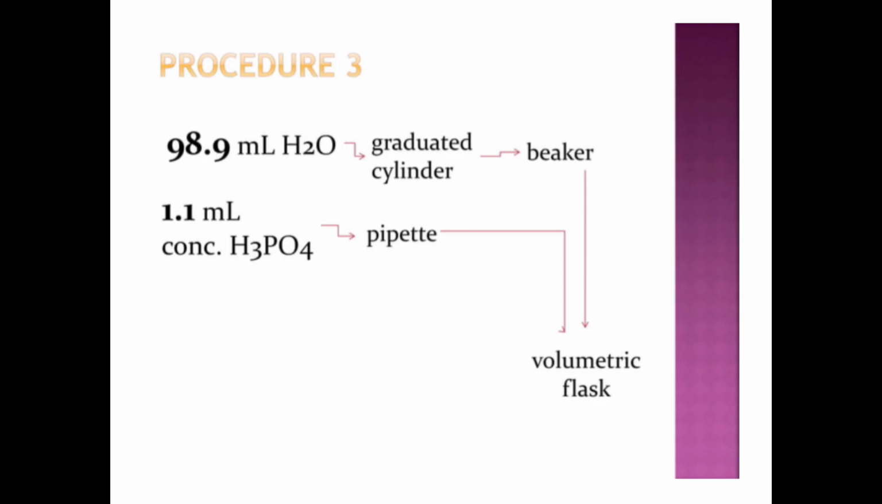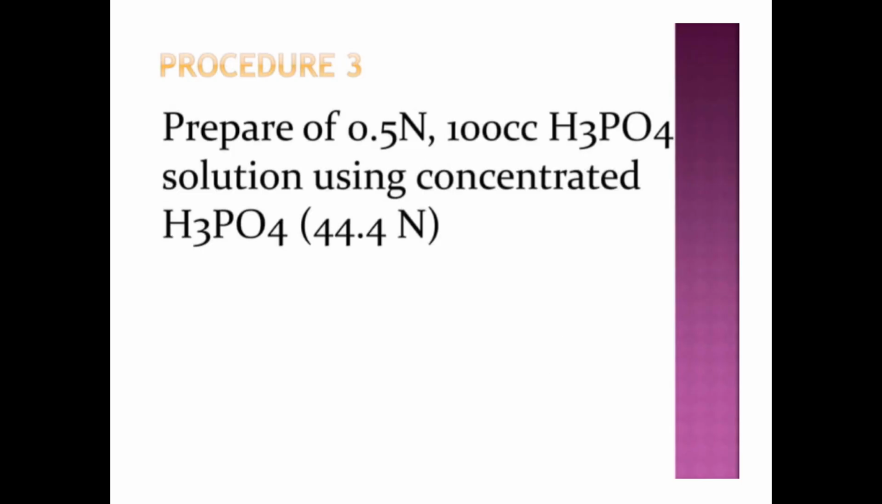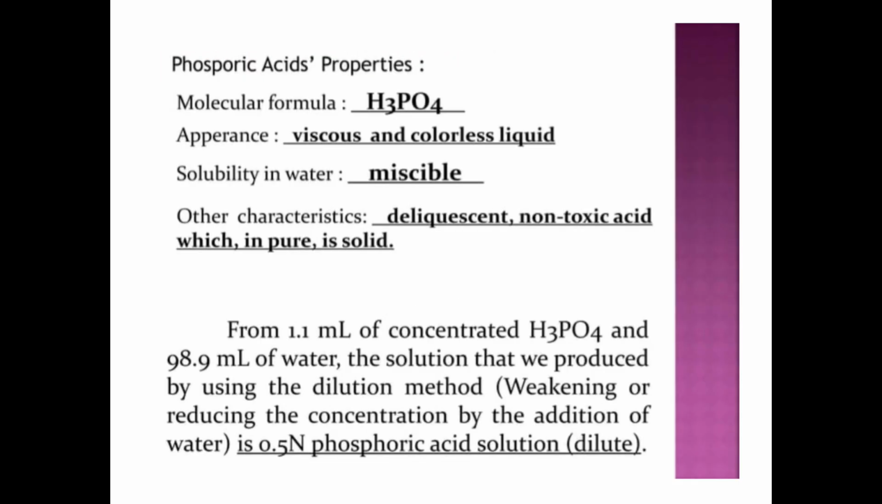Now from here, you measure 98.9 ml of water through the graduated cylinder into the beaker and then to the volumetric flask. Then you pipette 1.1 ml of H3PO4 into the volumetric flask, and then you mix them together. If you have been able to do that, you have prepared 0.5 normal phosphoric acid solution.